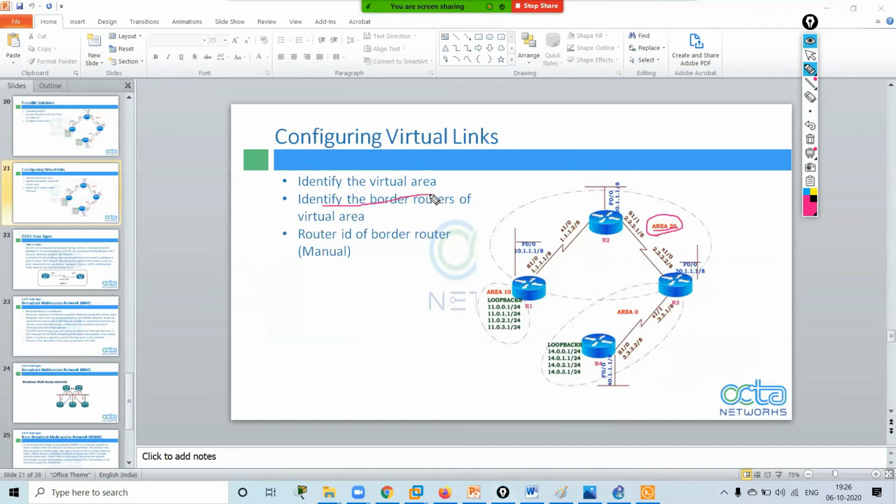Identify the border routers of virtual area. One border router is connected to my area, that is area 10, and one border router is connected to area 0. So these are two border routers. And the router ID of border router should be manually configured. You need to manually configure the router ID of the border routers.